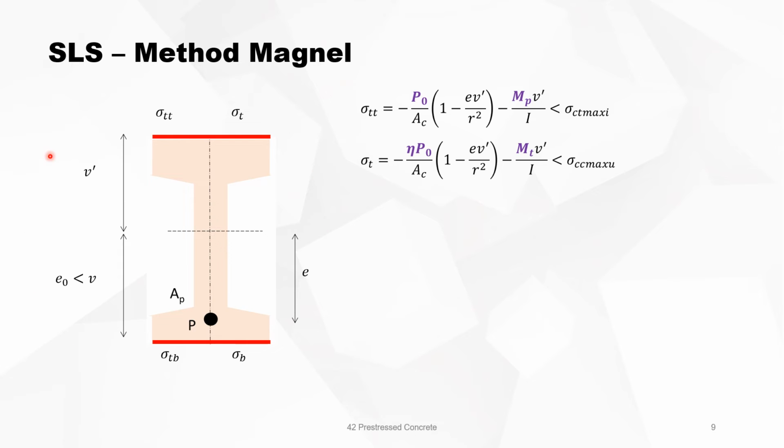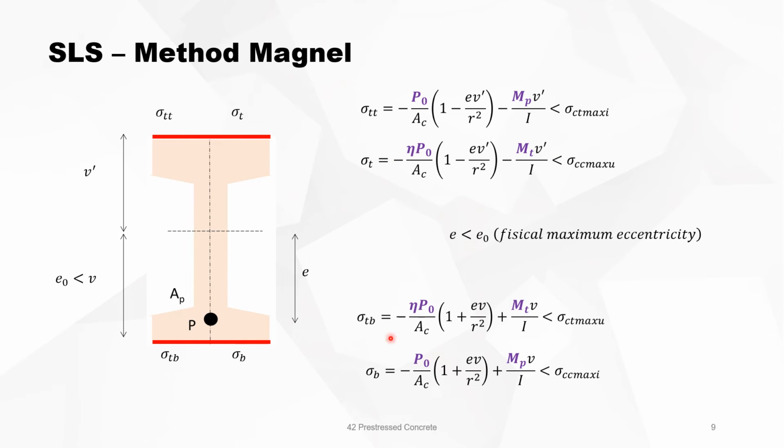We can now rewrite those equations, and doing so, we have 4 equations. There is a fifth one, which means that, of course, the eccentricity E of the pre-stressing reinforcement must be smaller than V. Even smaller than this amount, so that you have enough concrete cover and so on. So that's why it states E0 is smaller than V and E must be smaller than E0.